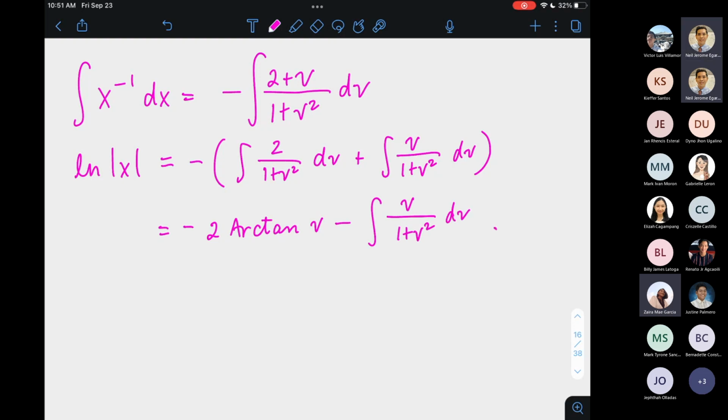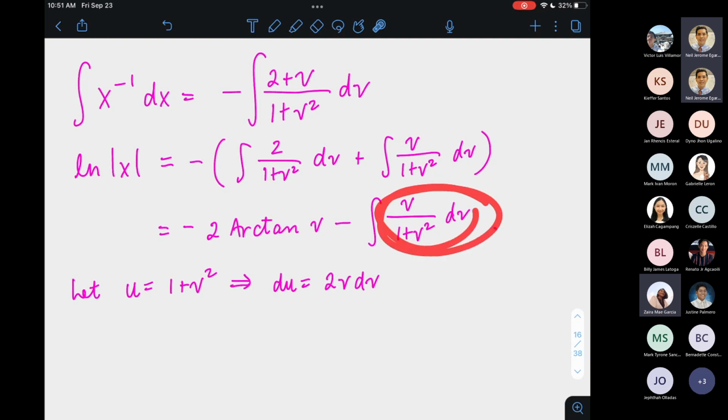Right? But for this, I will let u be equal to what? Be equal to 1 plus v squared. So sana natatandaan nyo na yung mga techniques of integration. This will be equal to du equals 2v dv. All right? And that's what I wanted here para mas simple yung integral dito. So yung substitution na usual, yun lang yung in-implement ko.